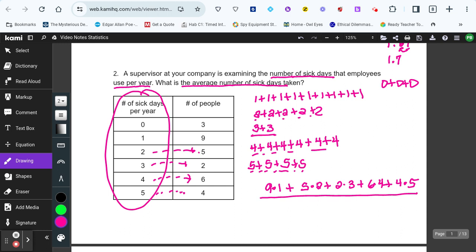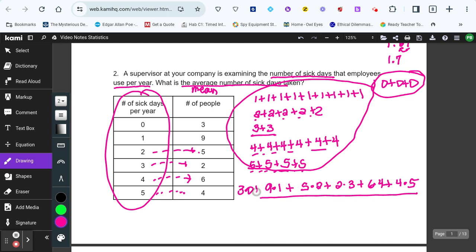Because we're finding the average, okay? Another word for average again is mean. So we're going to add up all the numbers. So add up all these. I use the shortcut. I don't even worry about the 3 zeros. You could have put 3 times 0 on here, but anything times 0 is 0. But we still need that for this, okay?